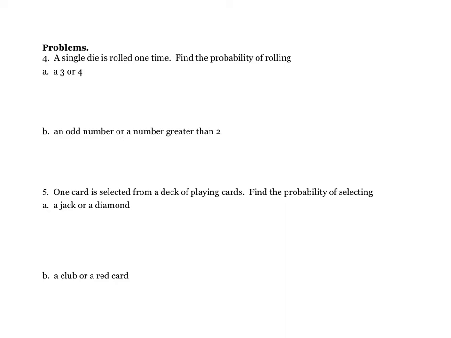So here we're trying to find the probability of rolling a 3 or a 4. And what I keep saying is this is the probability of rolling a 3 plus the probability of rolling a 4 minus the probability of rolling a 3 and a 4 at the same time. So right off the bat, that one is not even possible. The probability of rolling a 3 is 1 out of 6. The probability of rolling a 4 is 1 out of 6. We're still going to add those together, and we will get 2 out of 6, which reduces to 1/3.